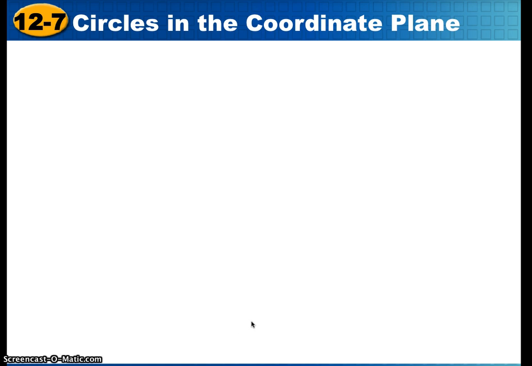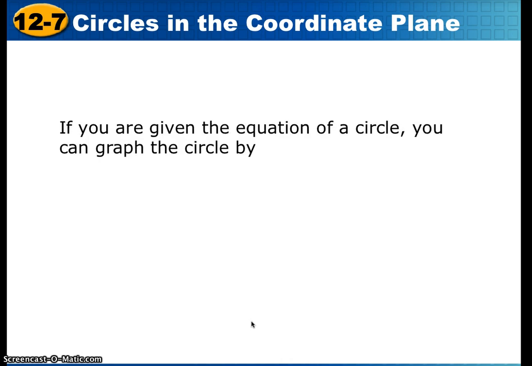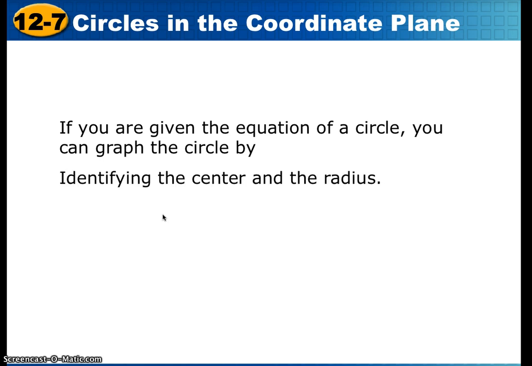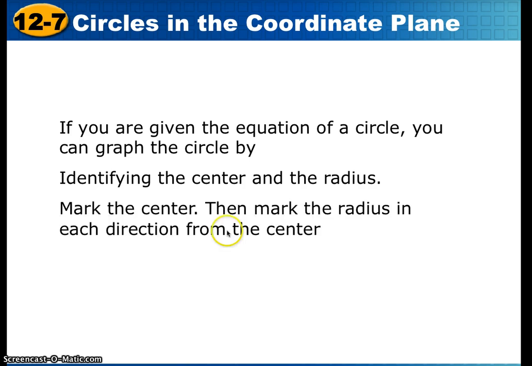The next thing I'd like you to be able to do is graph circles. If you are given the equation of a circle, you can graph the circle by first looking at the equation and identifying the center and the radius. Then, after you know the center and the radius, in order to graph it, you're going to mark the center. Then you're going to count the radius. You're going to mark the radius in each direction out from the center.